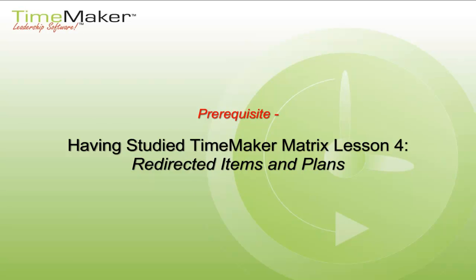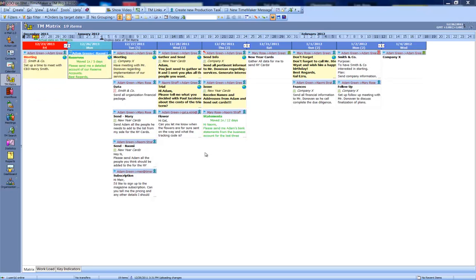Your prerequisite is having studied TimeMaker Matrix Lesson 4, Redirected Items and Plans. As you use TimeMaker more and more, the matrix will naturally get more full with many items, and the matrix filters will become not only helpful, but very useful and practical.